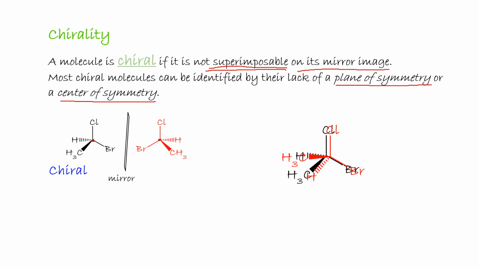Chlorine over chlorine, bromine over bromine. Now, if you have here methyl, it's over hydrogen, and hydrogen over the methyl. So it's not superimposable. That's why I call this molecule a chiral molecule. Okay? This is using models. You can see that this over this and this over this, but then hydrogen with methyl and hydrogen with methyl, they are not superimposable.